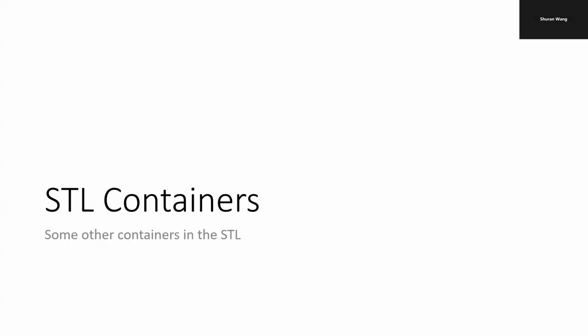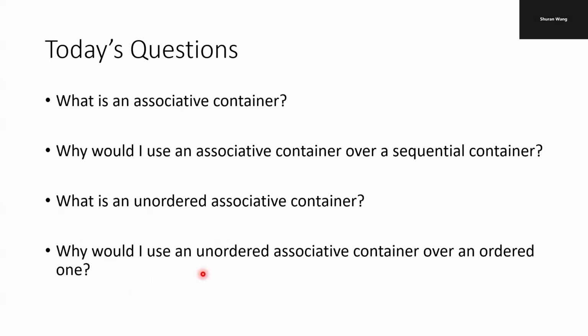I'll directly go into the second part, which is some other containers in the STL. We're going to cover sequential containers, associative containers, unordered associative containers, and ordered associative containers.